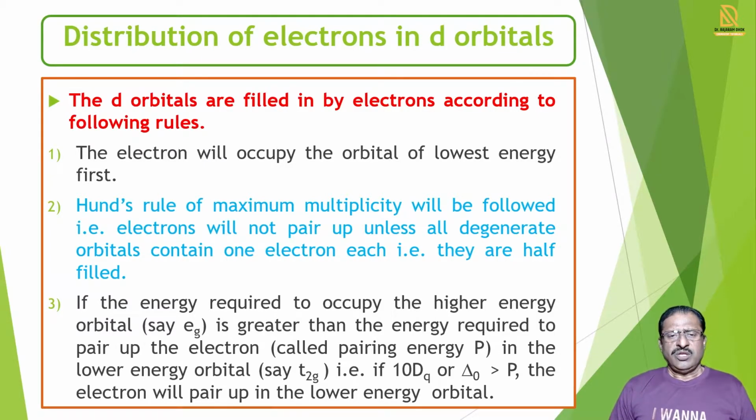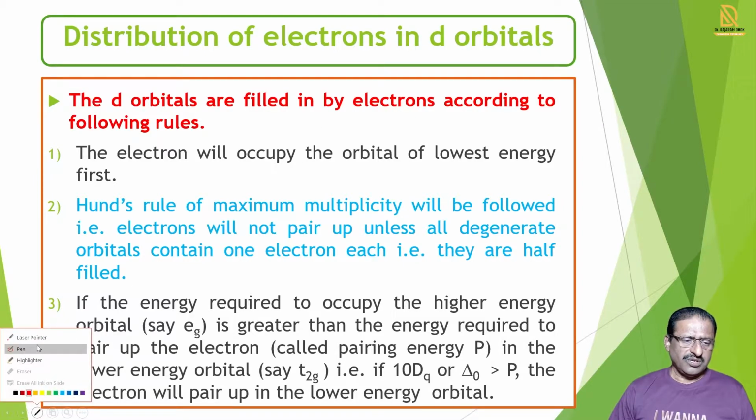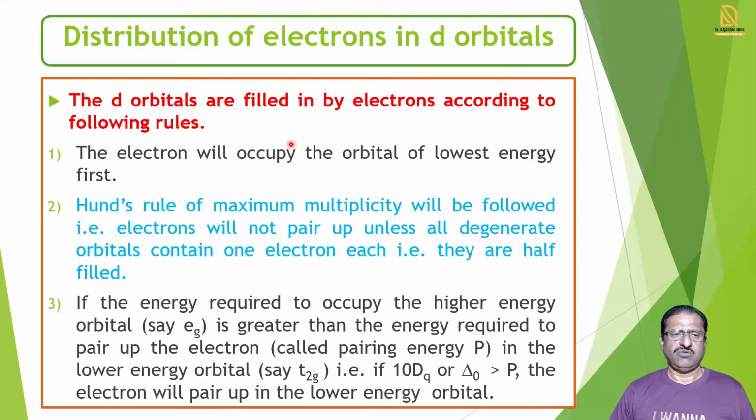In the splitting of d orbitals, T2g acquires lower energy and Eg acquires higher energy. In T2g, there are 3 d orbitals. In Eg, there are 2 d orbitals. So how is that distribution carried out? The d orbitals are filled by electrons according to certain rules. What are those rules? We see those rules one by one.